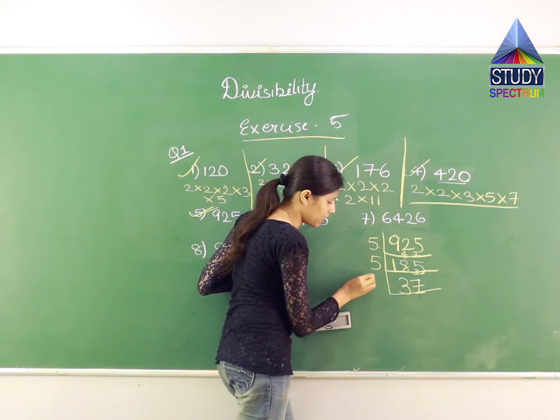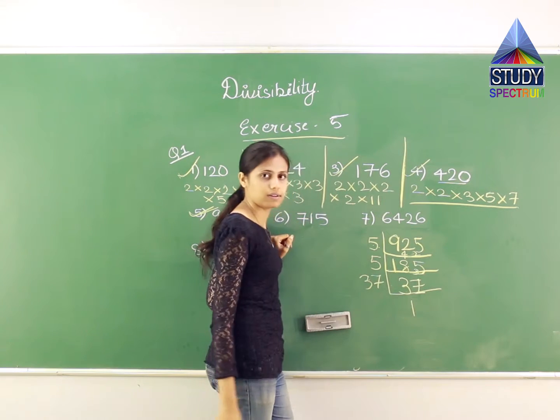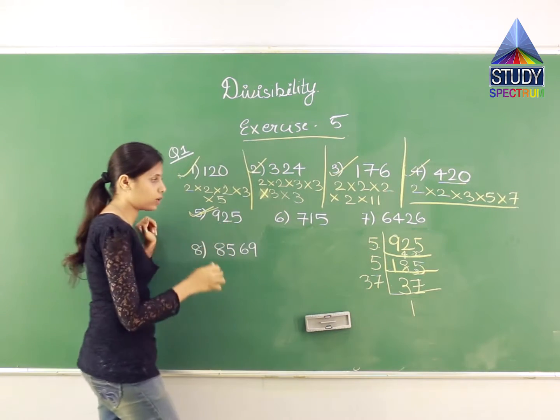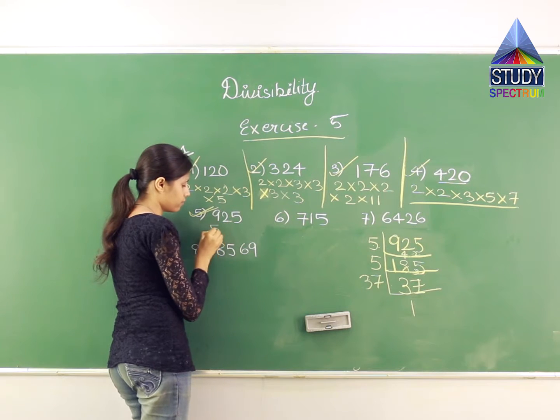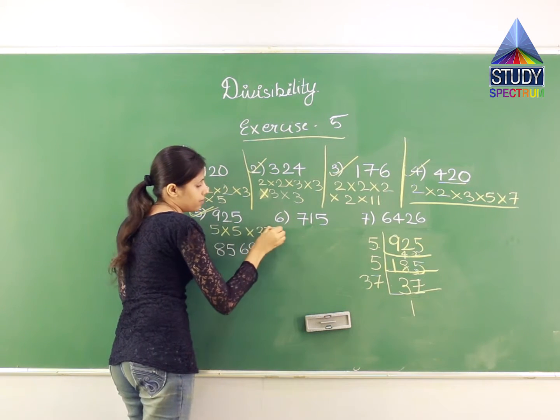It will be divisible by itself only. So 37 ones are 37. So what are the factors for this number? That is 925. It is 5 multiplied by 5 multiplied by 37.